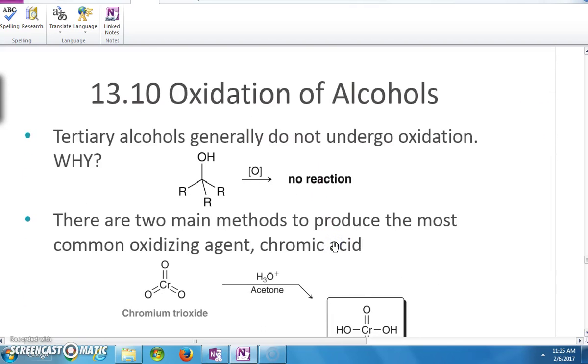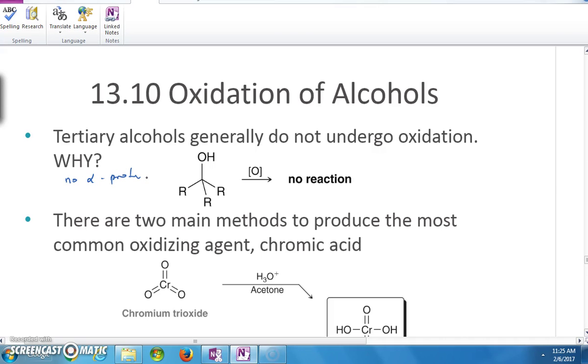Now, tertiary alcohols do not undergo oxidation, because if you look at the mechanism, you need a proton which needs to be abstracted. You don't have a proton here. You don't have an alpha proton, and as a result, the reaction doesn't go in that direction.